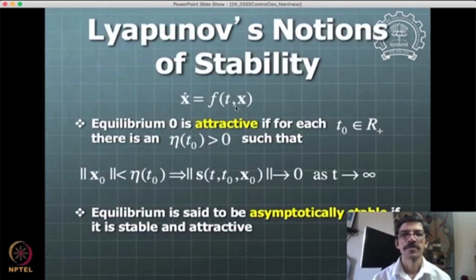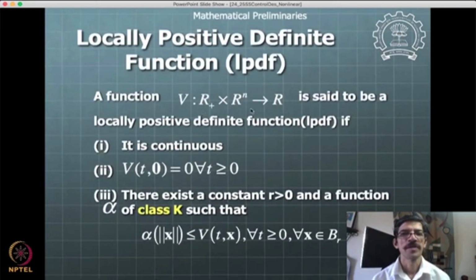This is defined over time and this vector Rn, same as what we have in the definition of f, with time and x. So it is a general function of time and vector Rn, and it is said to be a locally positive definite function, namely LPDF, if it is continuous and has the property that v of t comma 0 is equal to 0. So whenever this state vector is 0, you get the value of the function to be 0, for all t greater than 0. This should be valid.